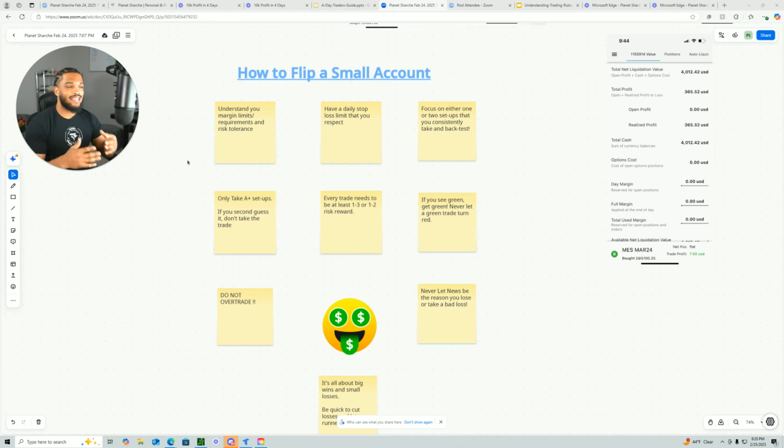Next, every trade that you take in a small account needs to be at least a 1-to-3 risk reward ratio. When you get into a bigger account, you can have some leeway with this, but every trade needs to be at least 1-to-3 or at least a 1-to-2 risk reward ratio. Why do I say that?